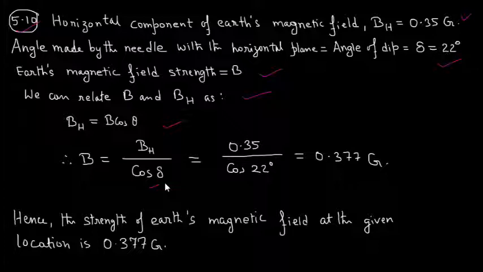Now putting the value of B_H and delta, we get 0.35 upon cos 22°, which upon solving we get 0.377 G. Hence, the strength of the Earth's magnetic field at the given location is 0.377 G. Now, let us see the next question.